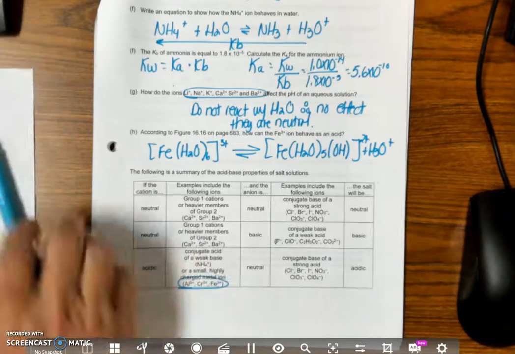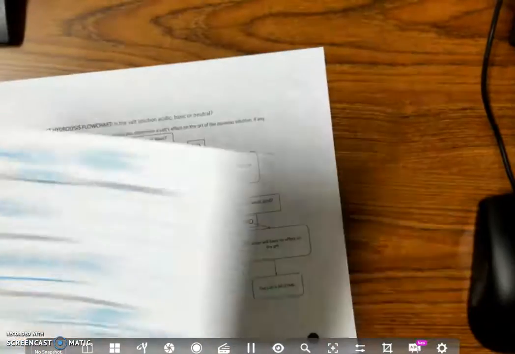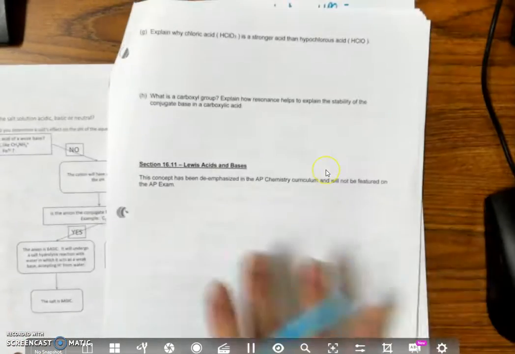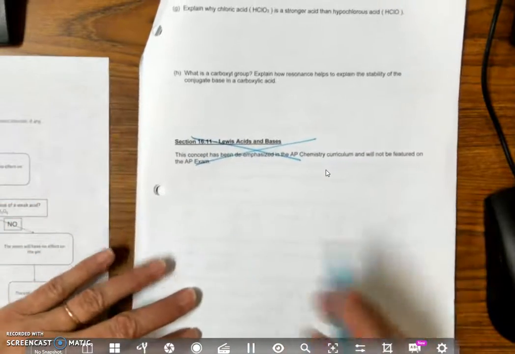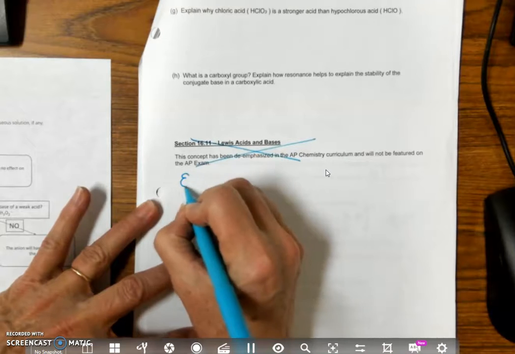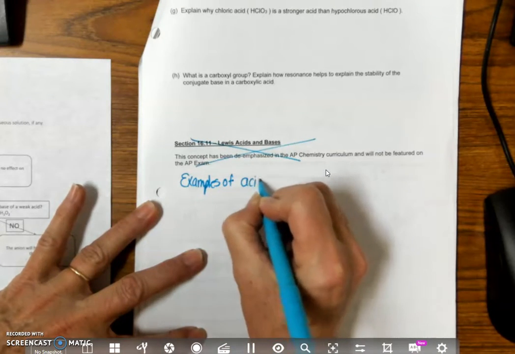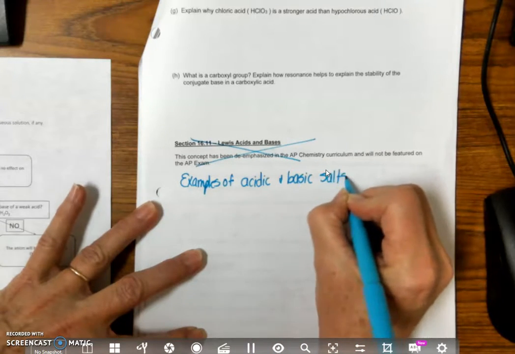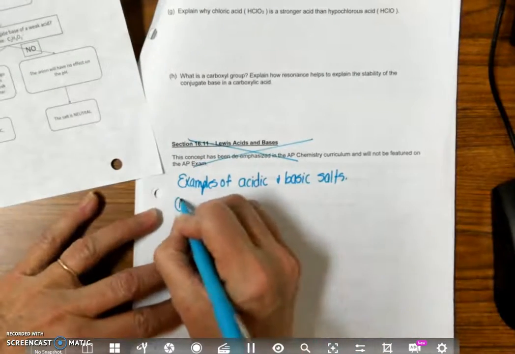So I'm going to stop here and I'm going to show you this flow chart. I'm going to work some examples, and I think this is really the best way to sort through this. So I thought the easiest thing to do is to go to this part. We're not doing Lewis acids, so they took those off the test. Examples of acidic and basic salts. Okay, let's go through the flow chart. Let's take a real simple one.